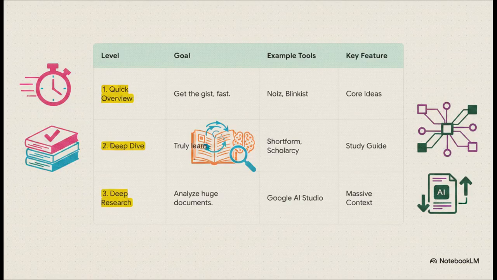And here's that spectrum. It ranges from a quick overview all the way to deep research. So, on one end, you've got tools like Blinkist, which are awesome for just grabbing the core ideas of a book fast. In the middle, you have deep dive tools like Shortform, and these are built for actual learning and making sure the info sticks. And then, at the far end, you've got these powerhouse AIs for tackling gigantic documents. And that, my friends, is where things get really interesting.